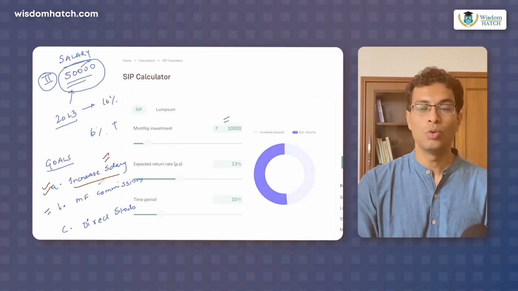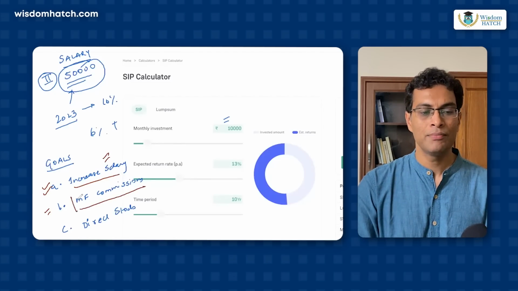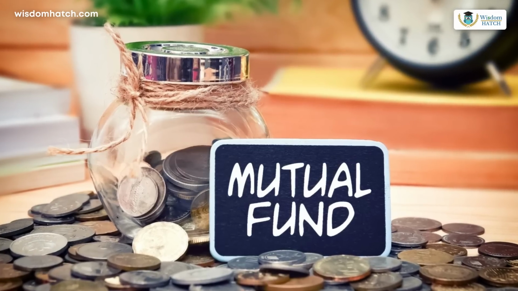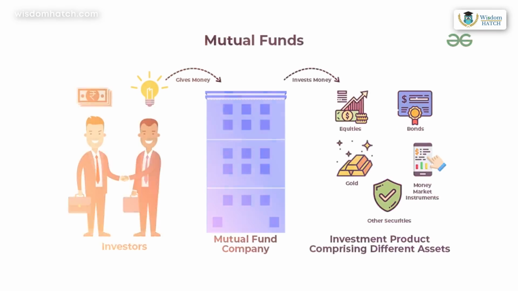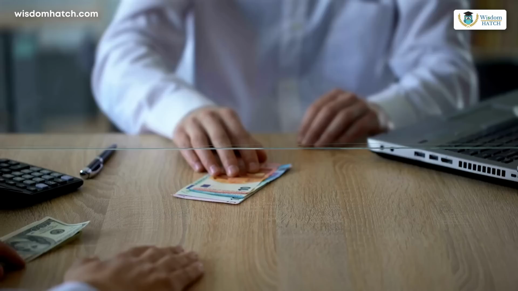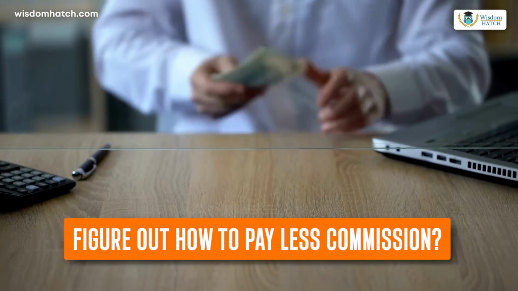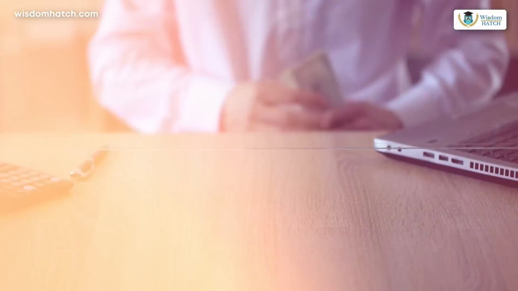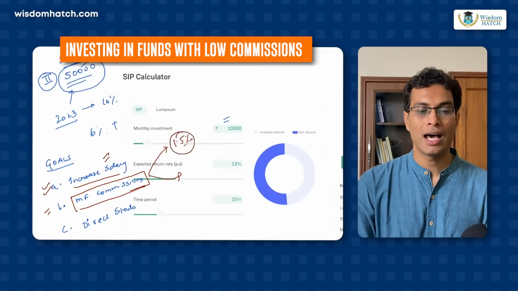Now let's speak about goal B, or the second key goal. Here, you need to start understanding how to play around with mutual funds. Now, what is the meaning of that? For example, many people end up paying like 1.5% commission on whatever mutual funds that they are buying. So figure out how to pay less commissions. But definitely, you should invest a part of your salary in mutual funds. But किस तरीके के mutual funds? Where the commissions are low.